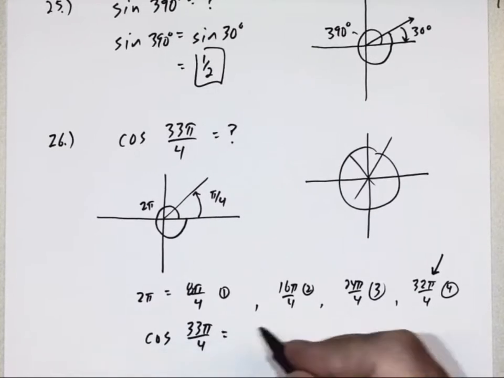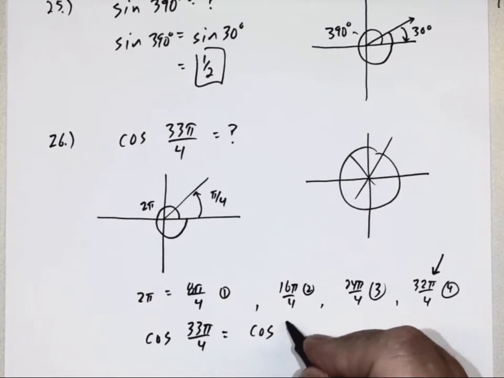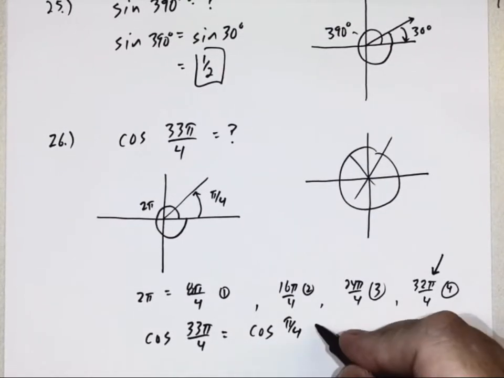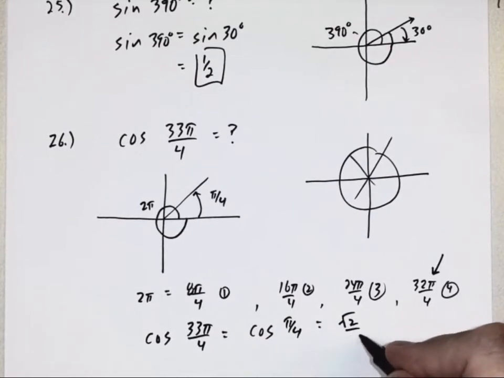Cosine of 33 pi over 4 actually equals cosine of pi over 4. And what's the cosine of pi over 4? Square root of 2 over 2.